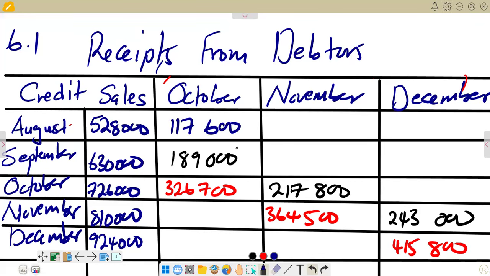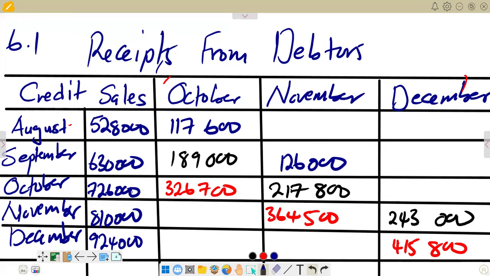So here we have 117,600. Then we go for September, credit sales for September received after 2 months. We say 1 to November. So we are saying 0.2 times 630,000. Then what do we get there? We get 126,000.